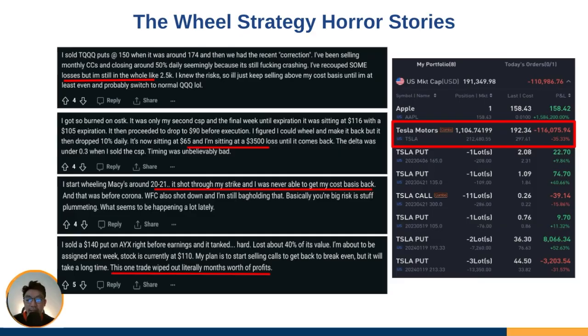So the question is, if the wheel strategy is risky, how is it possible that you can make it into a no-loss option strategy? All right, so bear with me. I'm going to walk you through a few criteria that you really need to use in the wheel strategy in order to make it the closest thing to a no-loss option strategy.